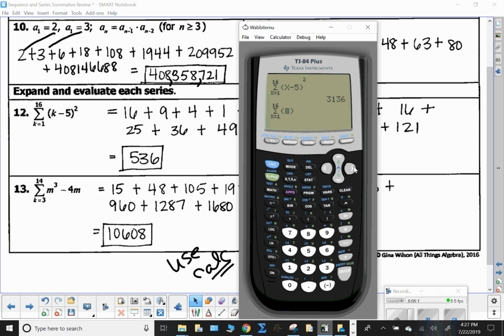Over here, everything has to be inside of here. So I'm going to put a parenthesis and do x minus 5, and then I'm going to square this. Then I'm going to come out here. Okay? So now I get 536. The difference between these two, this first one that I did up here, I accidentally squared the sum. I just used x minus 5, summed it all up, and then squared it. That's why that's a no-no.